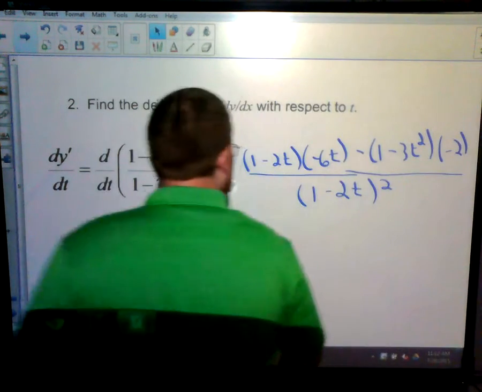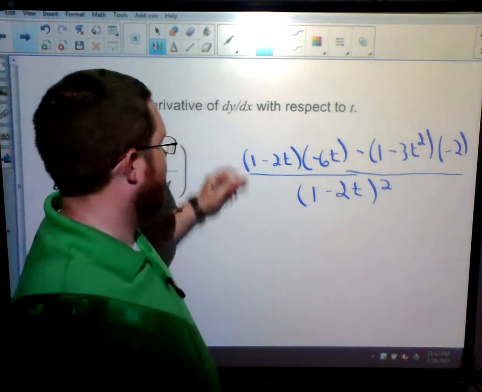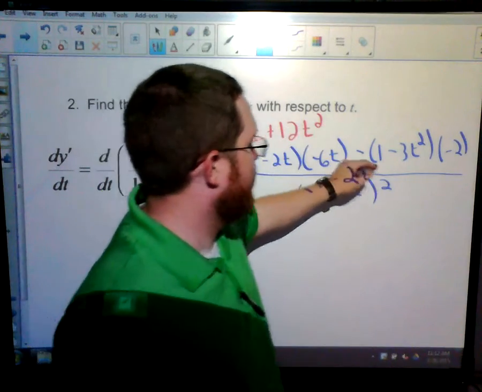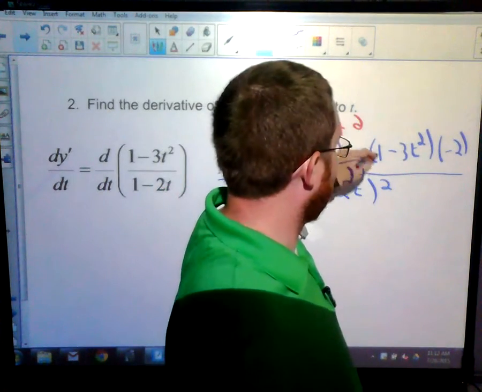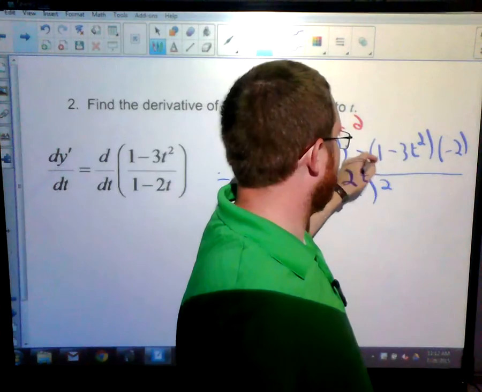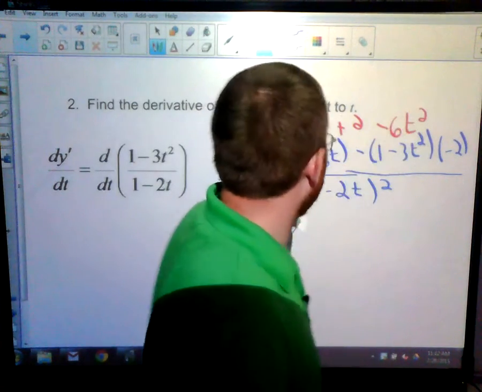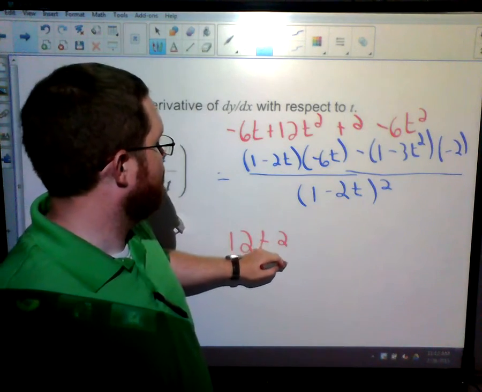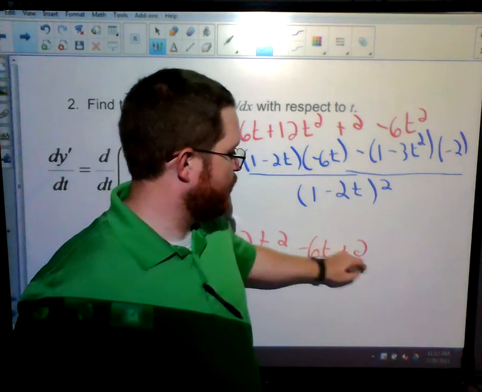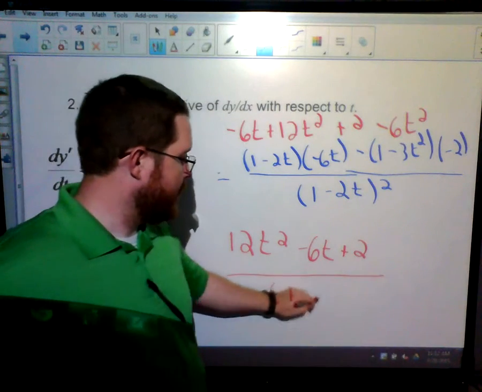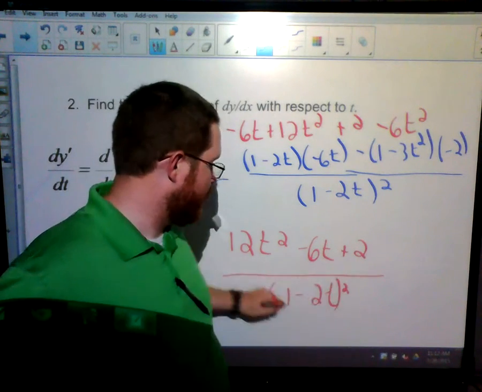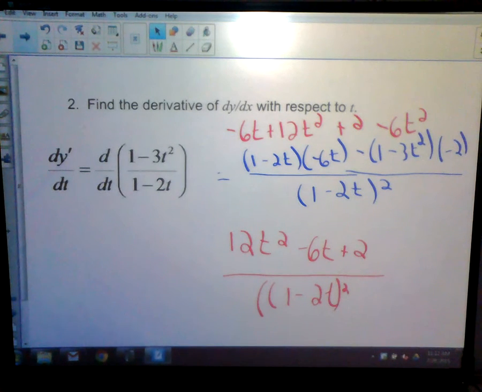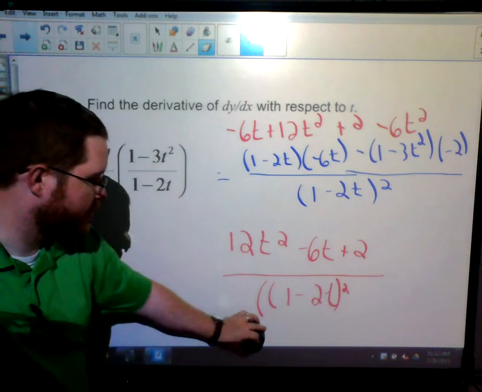If we clean that up a little bit, let's see what we get. We'd have a negative 6t plus 12t squared. That's minus 2, so that's going to be plus 2. It's going to be plus 6t squared, so minus 6t squared. So we would get 12t squared minus 6t plus 2, all over 1 minus 2t quantity squared. So that's the derivative of dy/dx with respect to t. Sorry, too many parentheses.